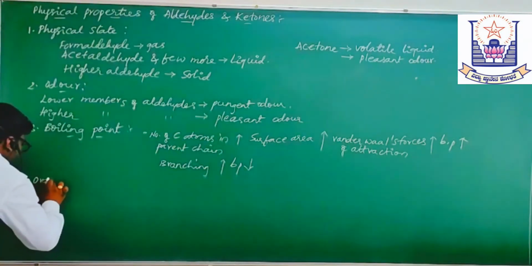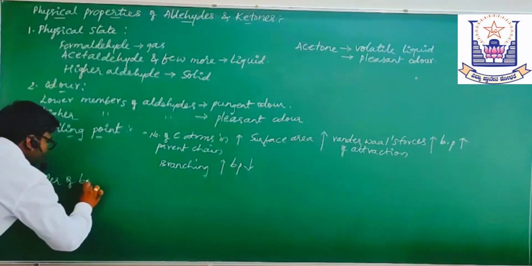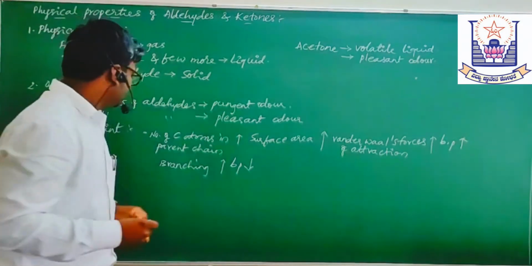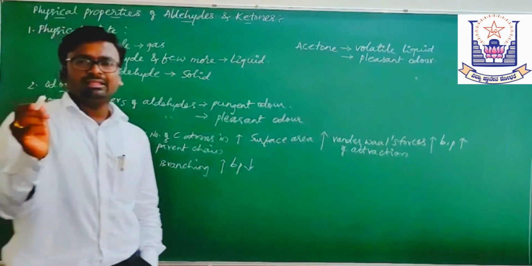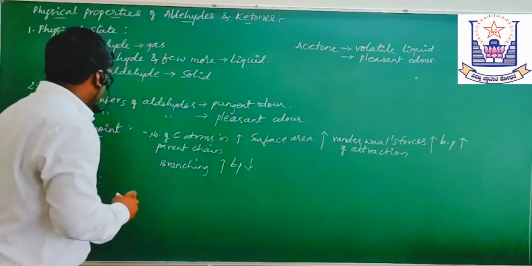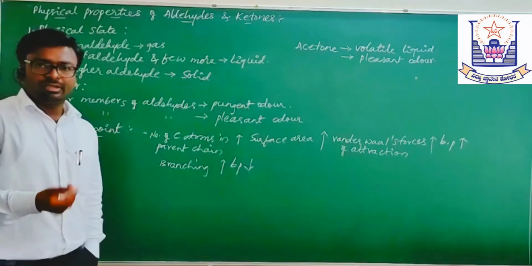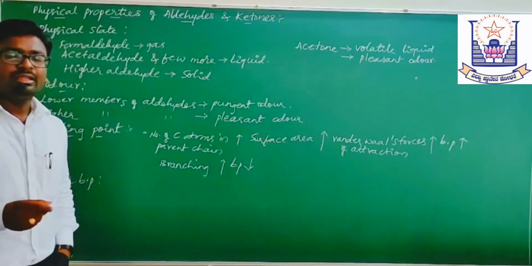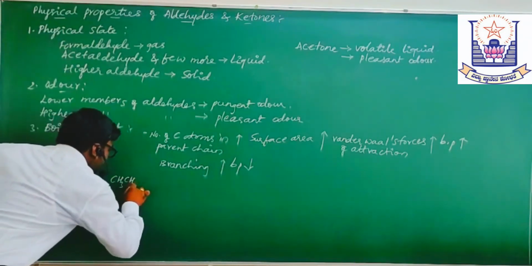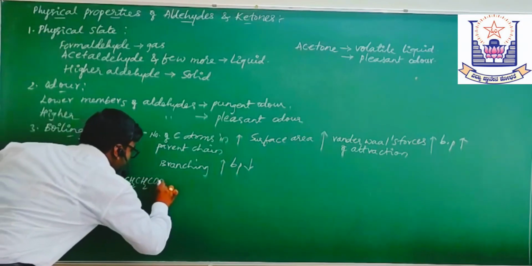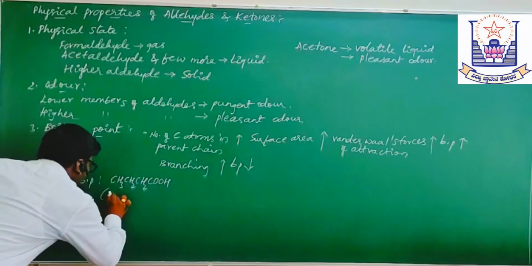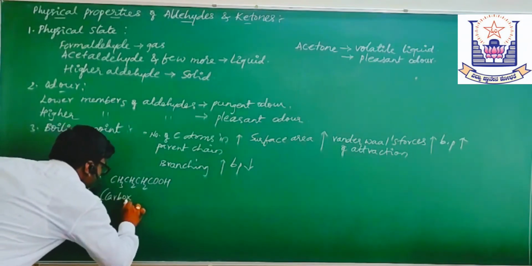Order of boiling points. For example, we take some compounds with 4 carbon atoms. In the case of carboxylic acid, we have butanoic acid, that is CH3CH2CH2COOH. What is this? Butanoic acid. It is a carboxylic acid.